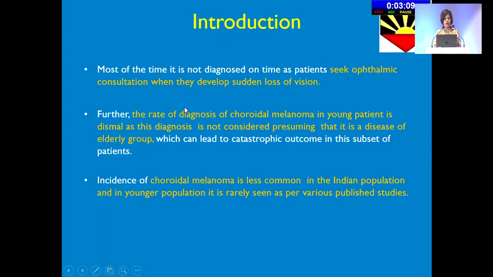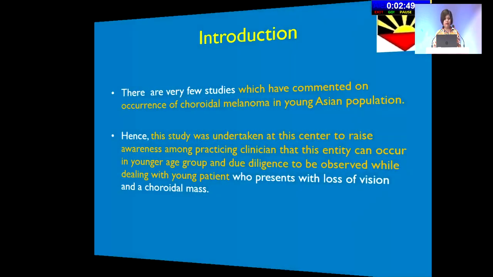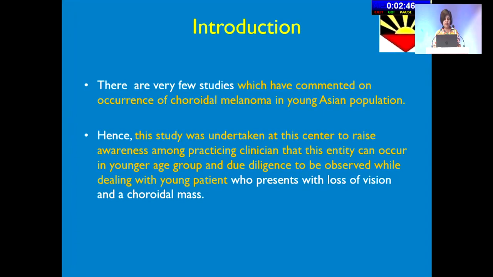Most of the time, it is not diagnosed on time, as patients seek consultation when they develop sudden loss of vision. And further, the rate of diagnosis of this entity in young population is dismal. Incidence of choroidal melanoma is less common in the Indian population, and in younger population it is rarely seen as per various published studies. There are very few studies which have commented on occurrence of choroidal melanoma in young Asian population. Hence, this study was undertaken to raise awareness that this entity can occur in younger age group.